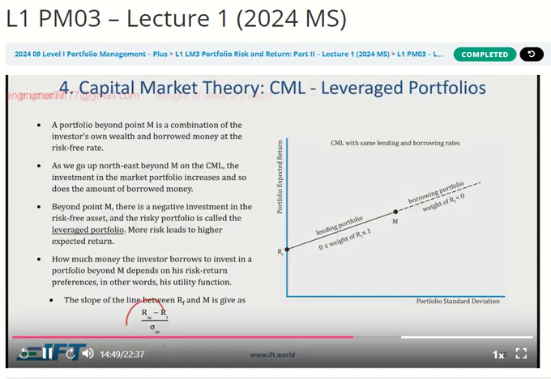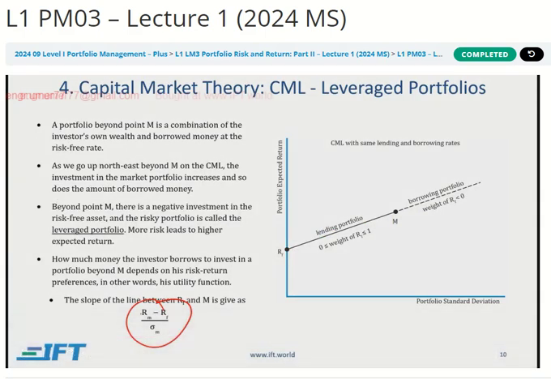What is the slope of this line? It is what we have discussed before, which is your y2 minus y1, y2 being the return on the market, right? Over x2 minus x1. So x2 is your standard deviation of the market, x1 is 0. So that is your slope.